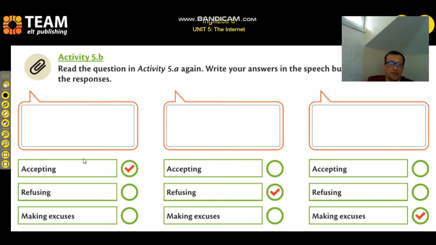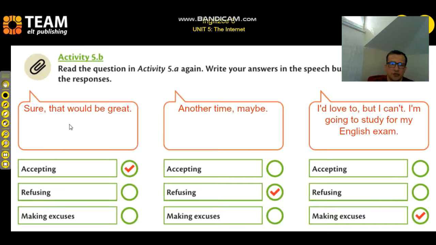Yes, 5B. Again, the question is the same, and the answers, let's see the answers this time. Okay, sure, that would be great. Oh, of course, the answer is accepting. Yes, the first one is accepting. Second one, another time maybe, is refusing. And the last one, I'd love to, but I can't. I am going to study for my English exam. This is making an excuse. So you can do the similar ones and choose for yourself.